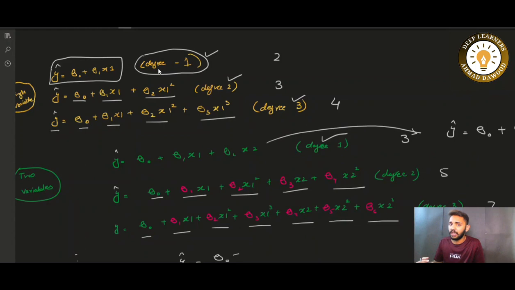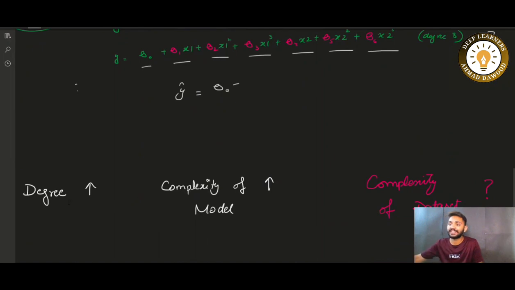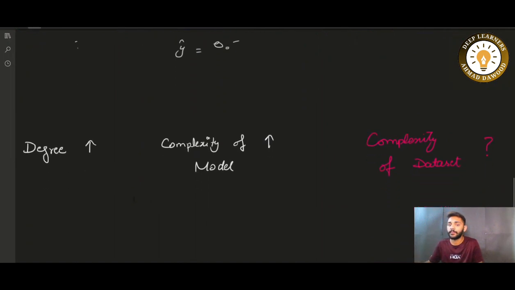We can implement that, and we can say that our data is so complex that we have to use this degree model. Here, as our degree is increasing, the complexity of the model goes upward, or you can say our model becomes more powerful. We also have to find the complexity of the data set, how complex the relation is between the independent variables and dependent variable. So according to that complexity, we have to implement our model.